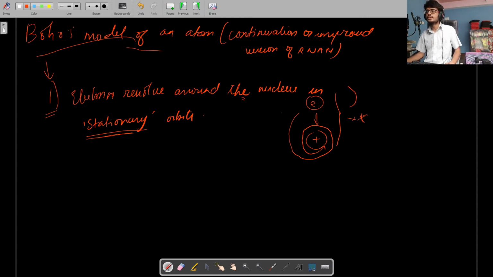So this was actually a modification of this part, which basically means electrons revolve around the nucleus in stationary orbits. These are the orbits that do not lose energy. They are stationary. They don't move up or down. Up can happen, but they'll not go down. They'll not spiral down to the nucleus.